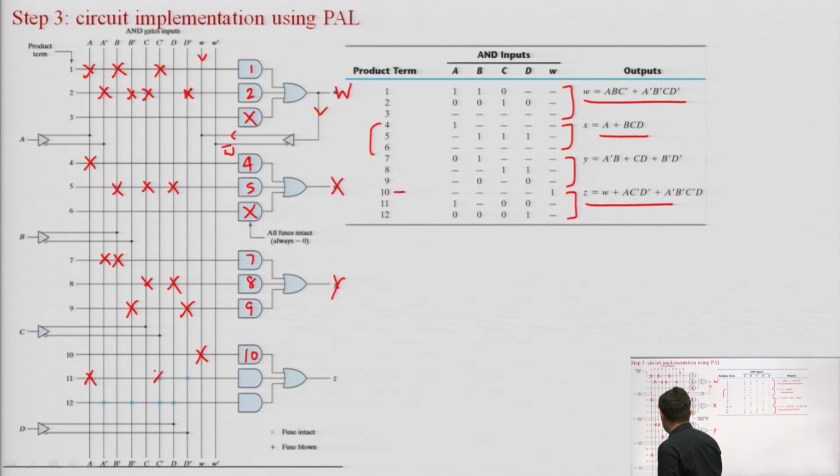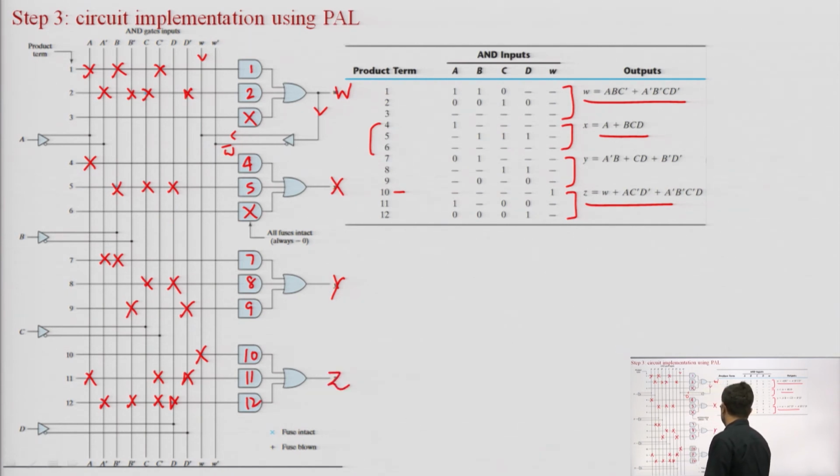This is A C bar D bar, and the last product is this A, B bar, C bar, D, 11 and 12. So these are the products which will be involved to compute Z. So in this way we can implement a complex structure using a PAL as well. Okay, although these things are not going to be asked in exams, but we have to cover that.